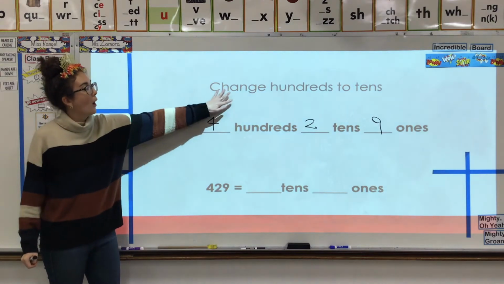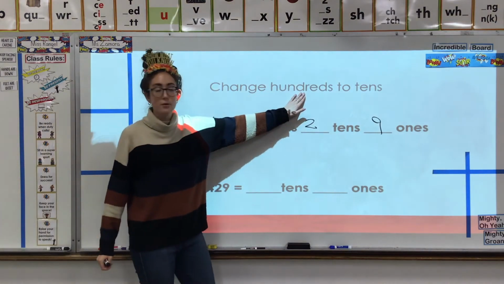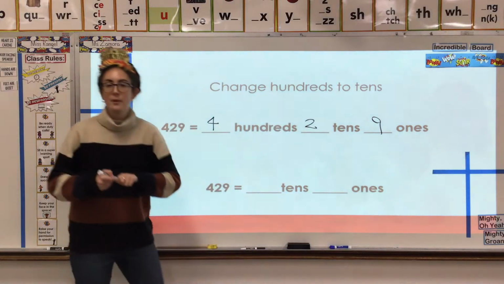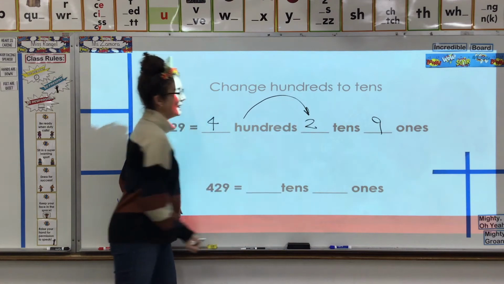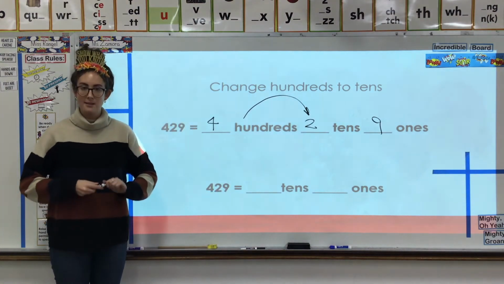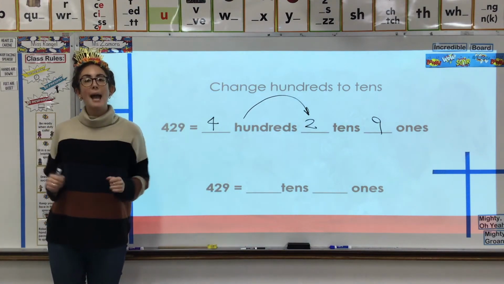But what if we wanted to switch it up? And now we're going to change hundreds to tens. We're going to take our 400s and instead show them as tens. So what would we end up with then?